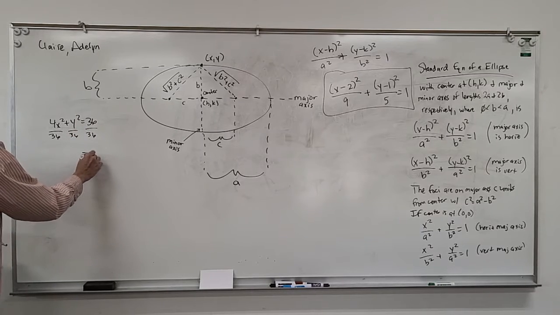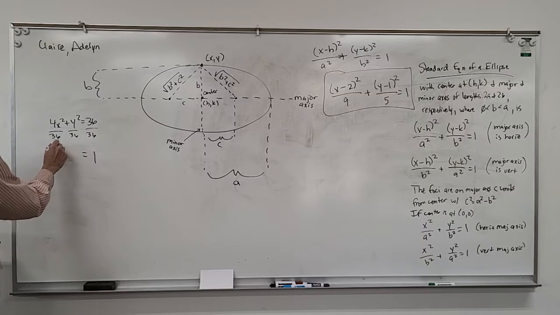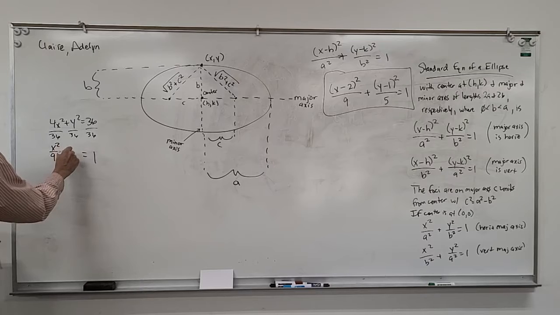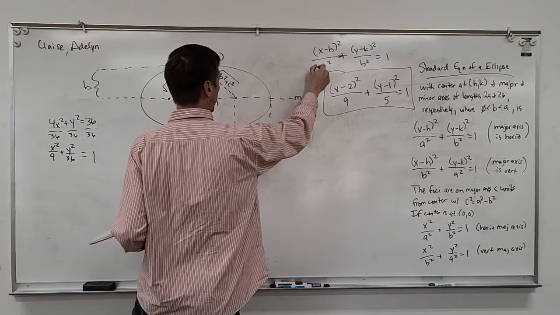This becomes 1. That equals 1. This would be x squared over 9, or 3 squared. This is going to be y, so we'll just keep this as y squared over 36. And so remember with our equation here, we've got these terms are squared.